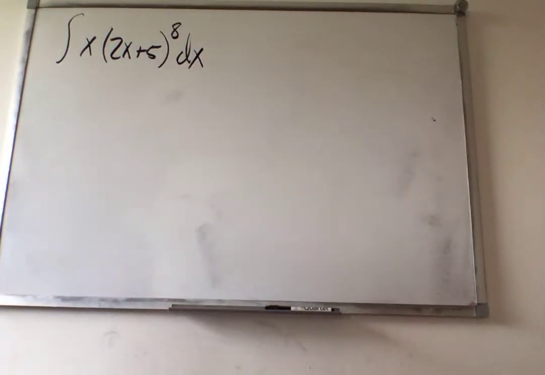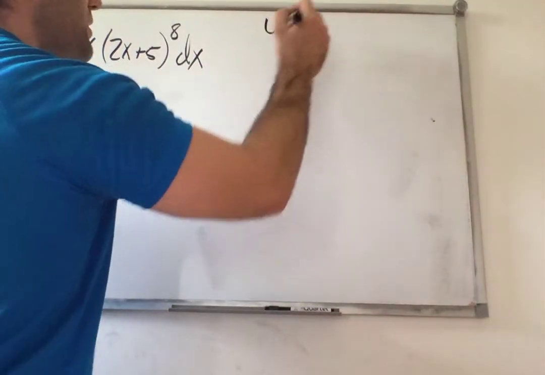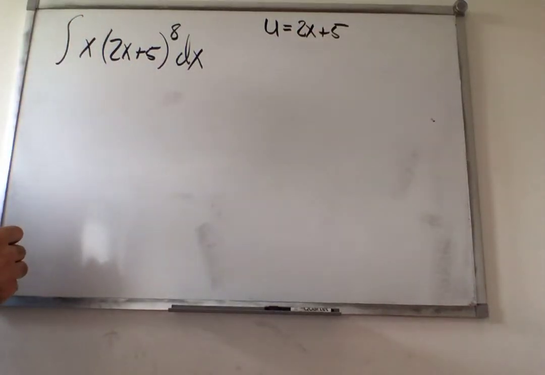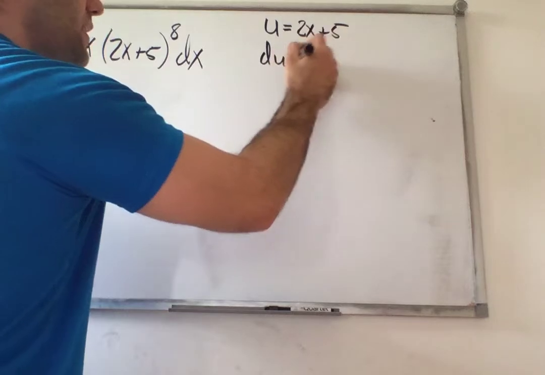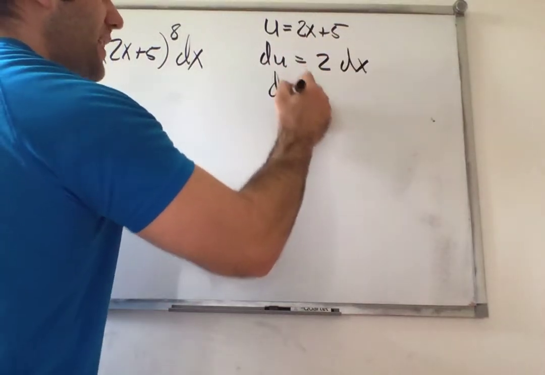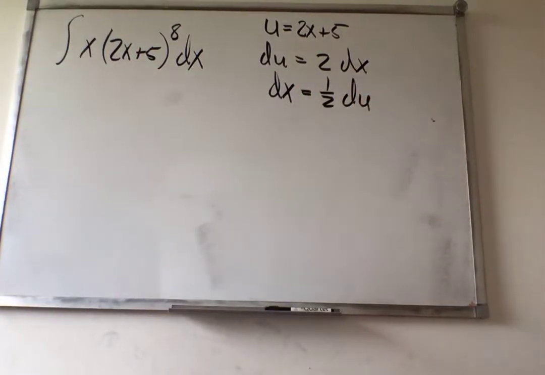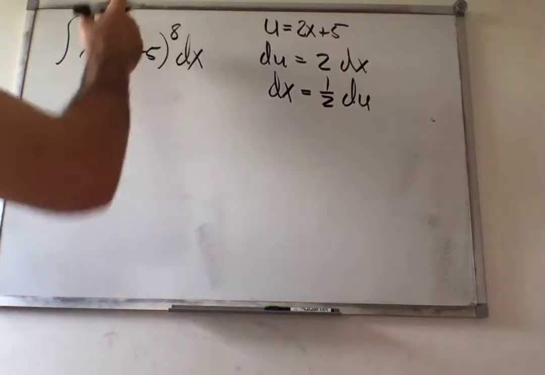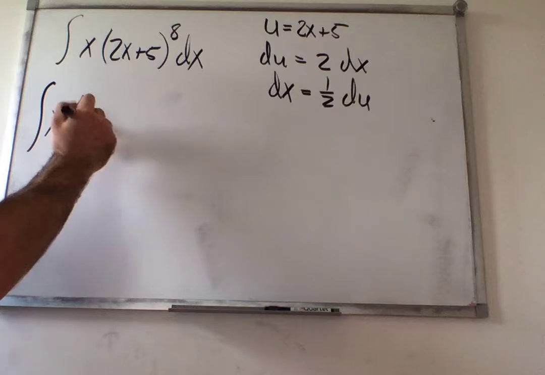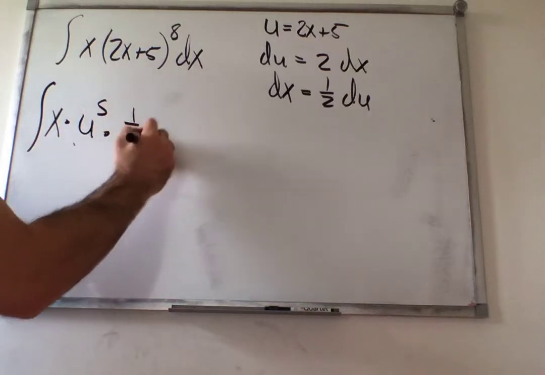Now this one's a little tricky. This is going to be our inside function. u is equal to 2x plus 5. du is equal to 2 dx. So if I solve for dx here, you get 1/2 du. Let's go ahead and plug in our substitutions. Well, I've got x times u to the 8th times 1/2 du.